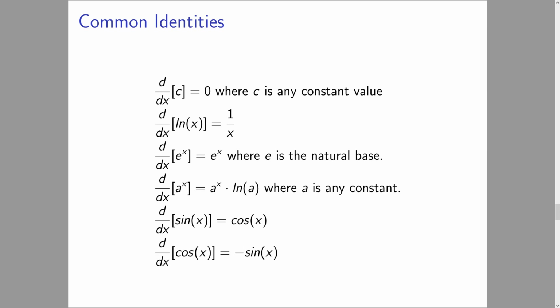The derivative of any constant c is 0. The derivative of the natural log of x is 1 over x. The derivative of e to the x is e to the x. The derivative of any constant a to the x is a to the x times the natural log of a. The derivative of sine of x is cosine of x. The derivative of cosine of x is the negative sine of x.